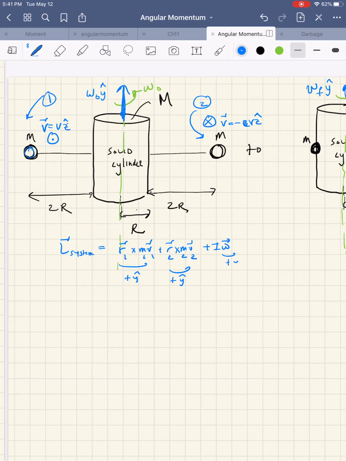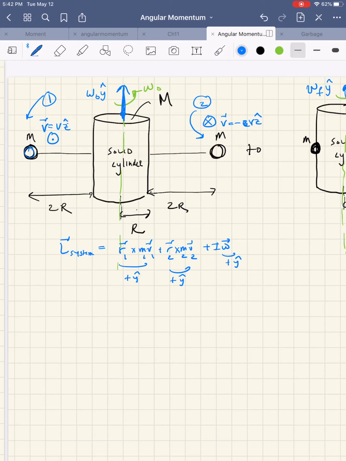So is my omega in the positive. Everything here is in the positive y hat direction. And everything is exactly perpendicular with respect to one another too. R is exactly perpendicular to a vector that points out of the board, and R here is exactly perpendicular to a vector that points into the board.